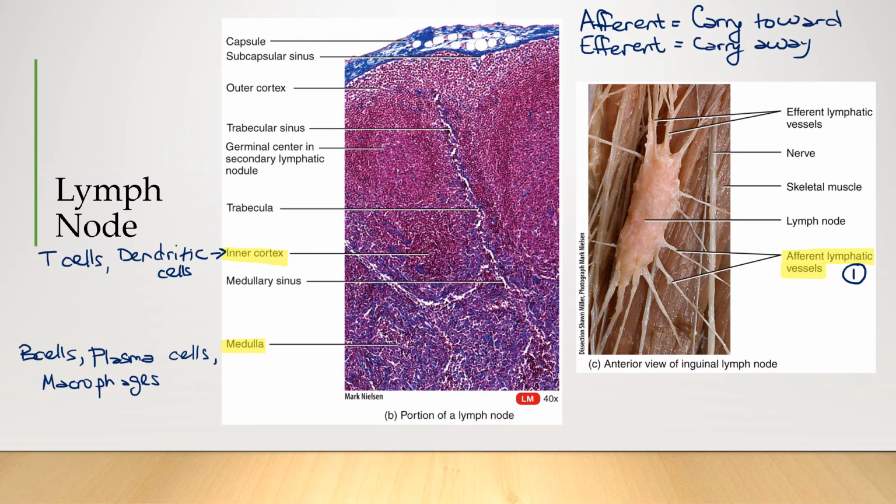Now, within the node, there are these sinuses that lymph will enter into. Now, sinuses, these are a series of irregular channels that contain branching reticular fibers. There's also going to be lymphocytes and macrophages within these sinuses.